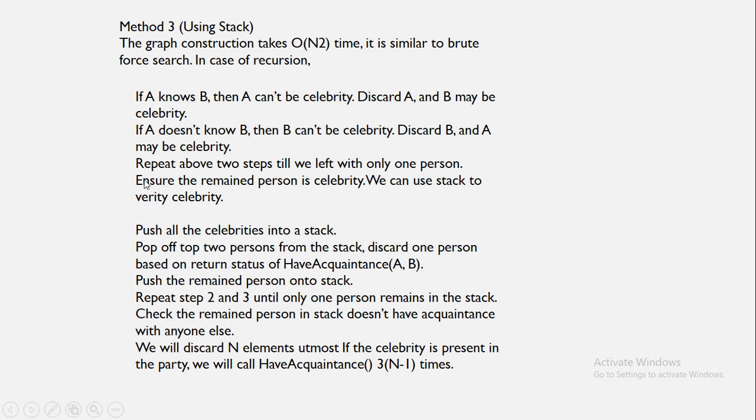Let us just repeat that two-step process. It will be left with only one person. Yes, it is only one person. So ensure that the remaining person is the celebrity.